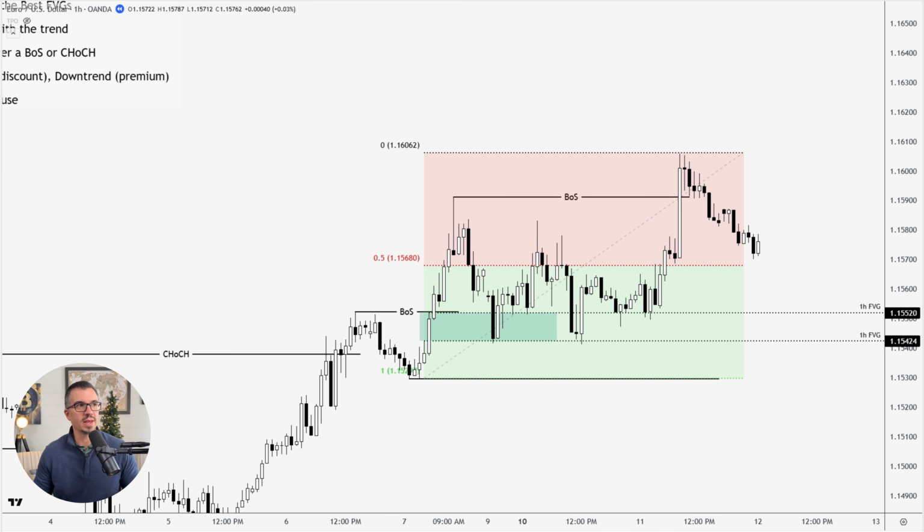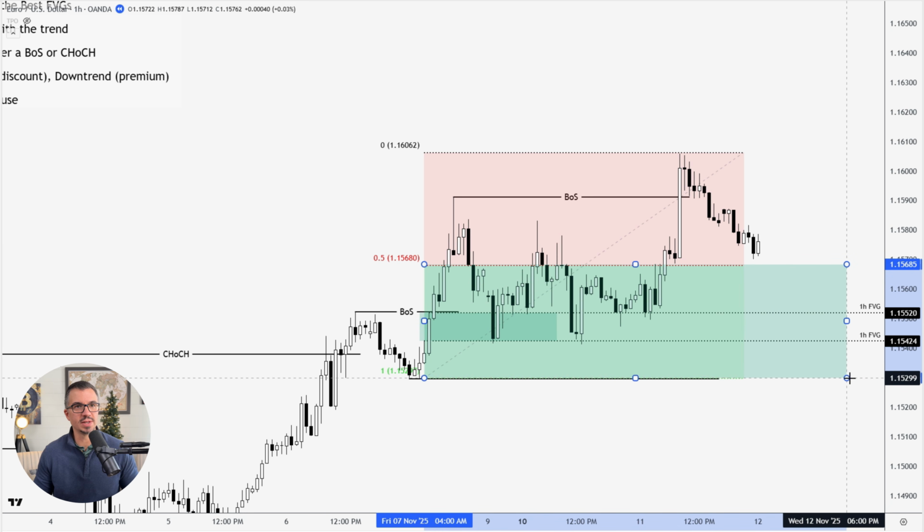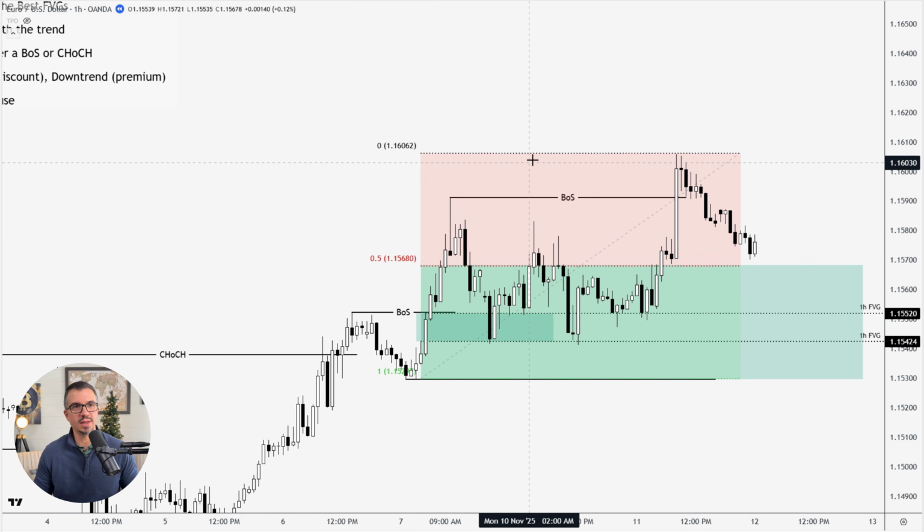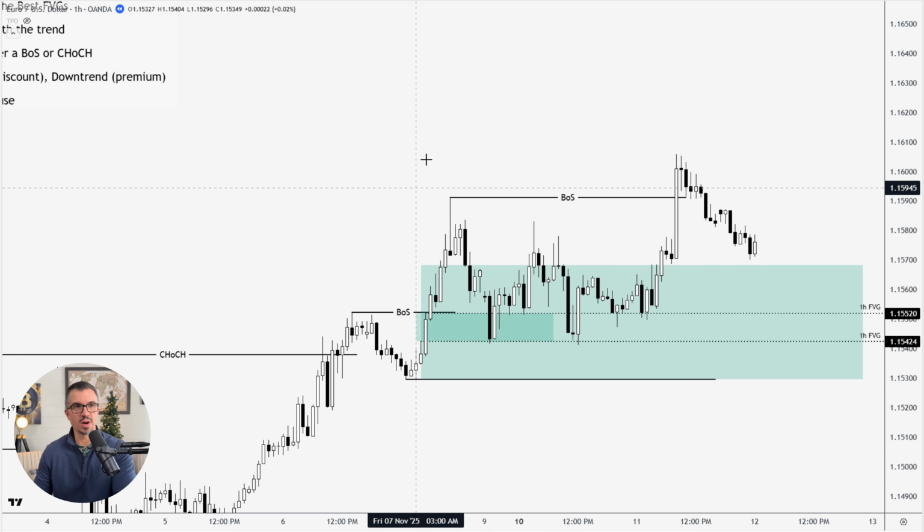Now let's look back here, and I'm going to draw this out again from the 50% down toward the low. So this is our discount window. This is where we need to see the euro trade in order to start looking for a long opportunity.